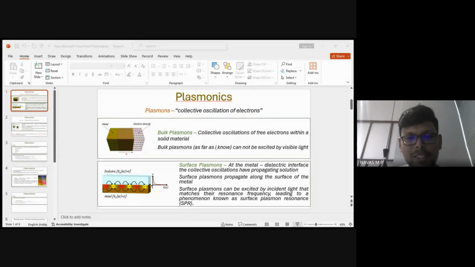So what is the importance of this surface plasmon? These surface plasmon resonances actually depend upon the size of the particle, shape of the particle, as well as the composition of the metal nanoparticle. Suppose we have gold, suppose we have silver. Silver, gold, everything will give different surface plasmon properties, which depend upon the size, shape, and composition of the particle. And a very important thing is that it also depends upon the surrounding dielectric environment of the particle.